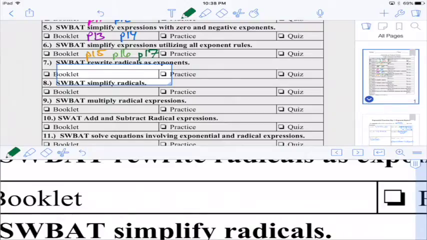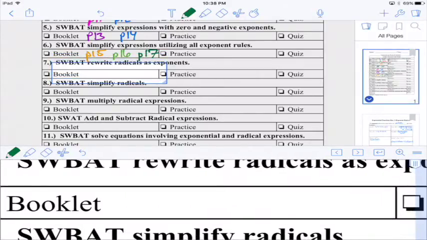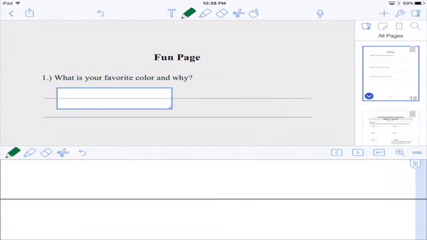Alright, Algebra 1 students, we're going to do some rewriting radicals as exponents. So this is going to transition us from exponents into the radicals part of our chapter, and this is page 19.